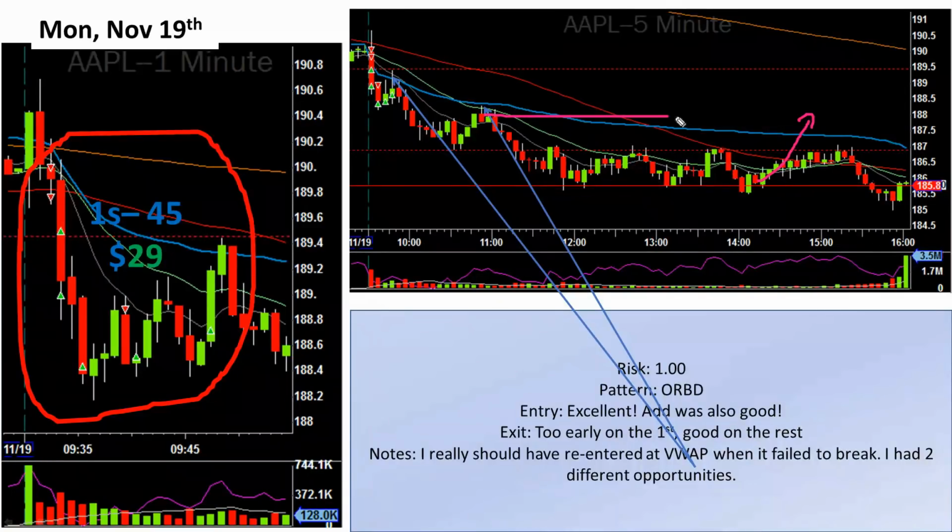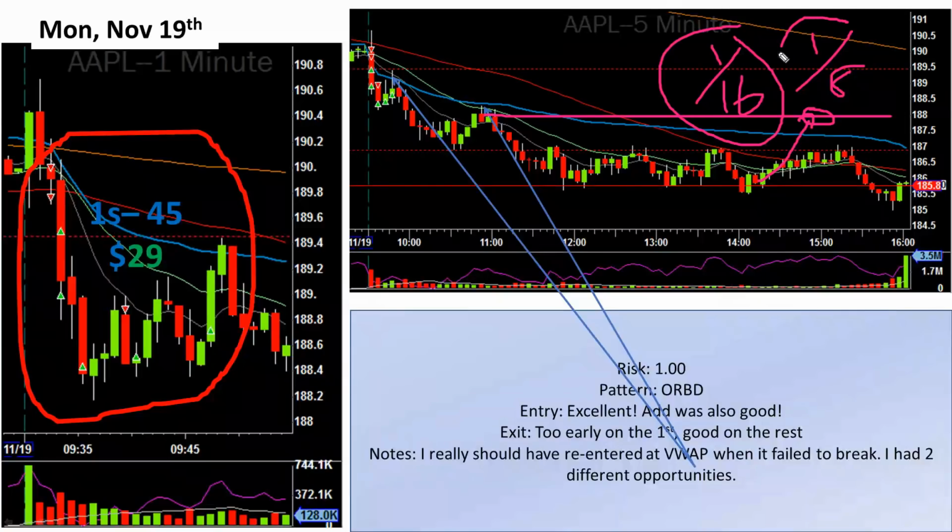So if we look at Apple right here, let's say I entered here. I never would have got to my stop out, but I never would have made big money either, right? Because the thing was just sort of oscillating through the day. And I would have just held on sometime before 4 o'clock down here. I probably would have sold and it would have been great. I would have been close to the low of the day. It would have been a good trade.